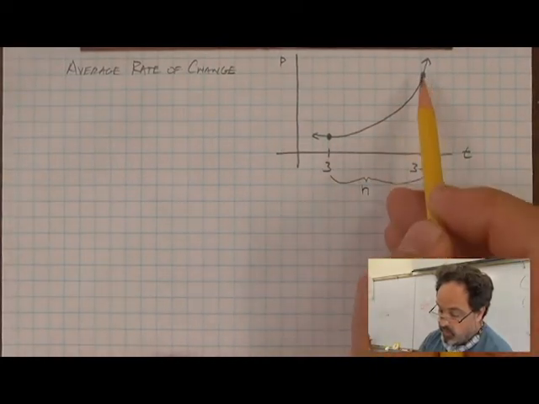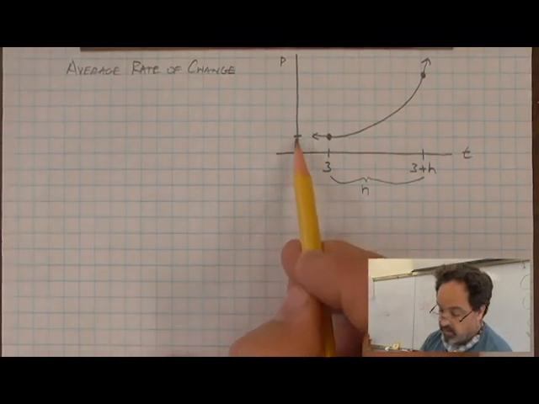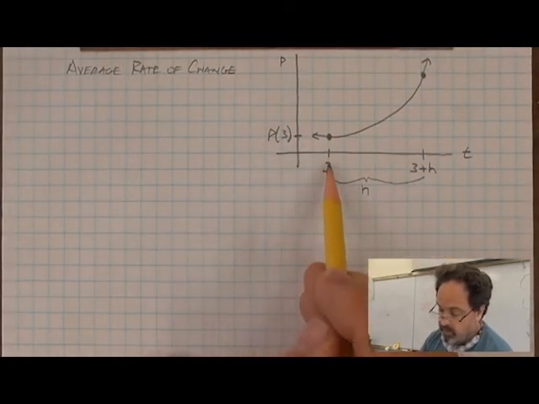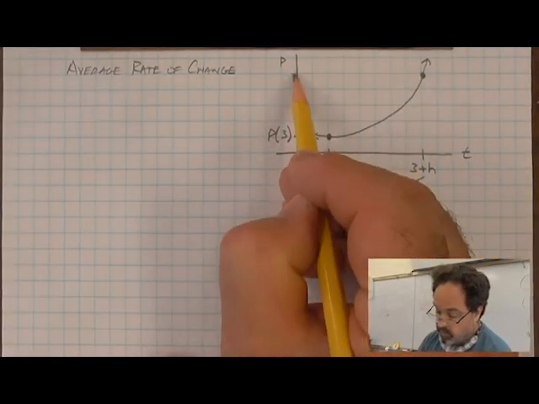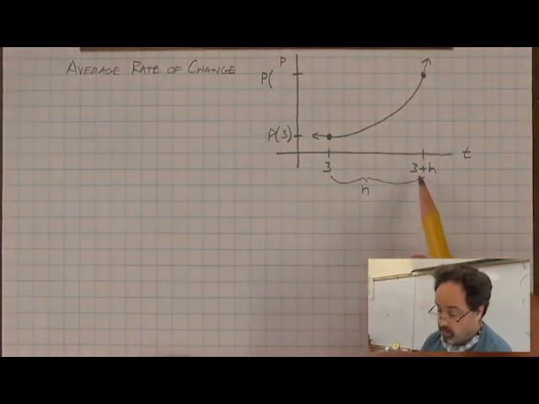If I wanted to focus on the full coordinates of these points, then I could label this tick mark as the p function evaluated at time 3. And this tick mark here that represented this position would be the p function evaluated at 3 plus h.